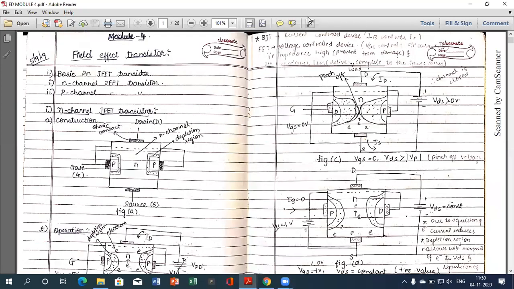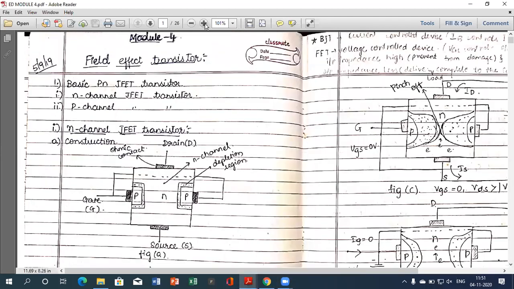Okay, so now this is module 4. In module 4, we are going to start with field effect transistors. The first is the basic PN JFET transistor. As I said, JFET is nothing but junction field effect transistor. I will explain why we call it junction. In that we'll discuss two types: the N-channel JFET transistor and the P-channel JFET transistor. We'll start one by one now.